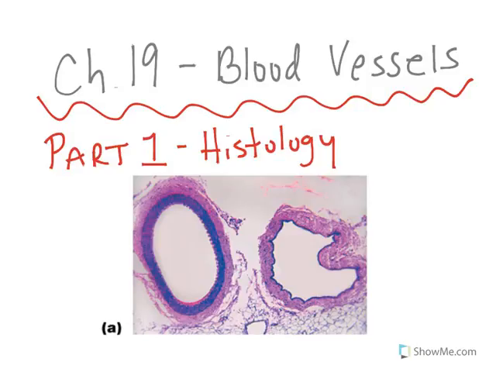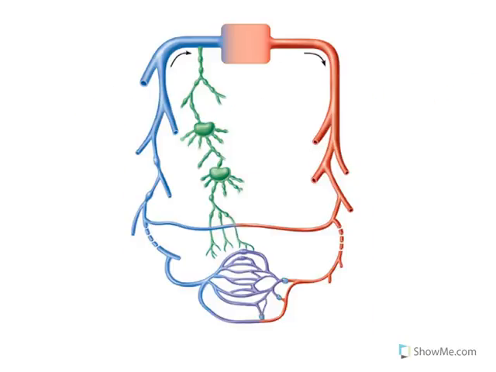In Chapter 19, we will explore blood vessels, looking at the histology of blood vessels in this Show Me, and there will be subsequent Show Me's, which will talk about blood pressure and also the flow of all the arteries and veins around the body. The first thing we need to go over is some definitions of specific blood vessels.